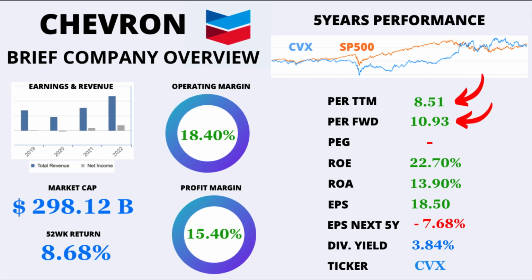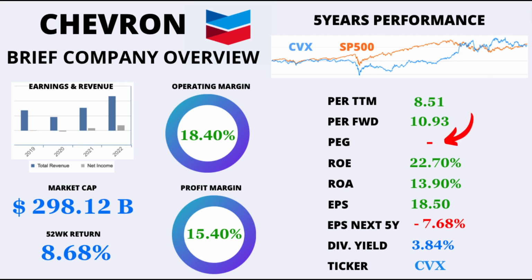Starting off, let's talk about some important ratios. The price-to-earnings ratio, or PE, is a commonly used valuation metric. For Chevron, the PE over the trailing 12 months stands at 8.51, which suggests that investors are willing to pay around 8.51 times the company's earnings per share for its stock. Looking ahead, the forward PE for Chevron is 10.93. This indicates that the market expects higher earnings growth in the future, leading to a slightly higher valuation.